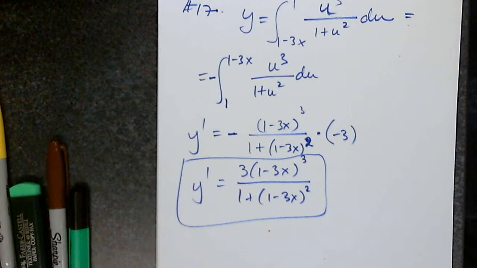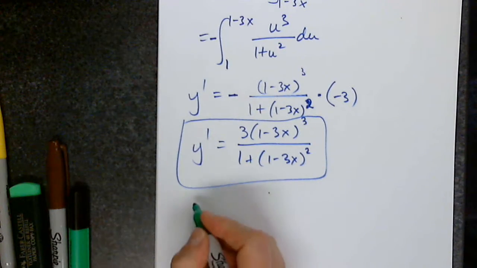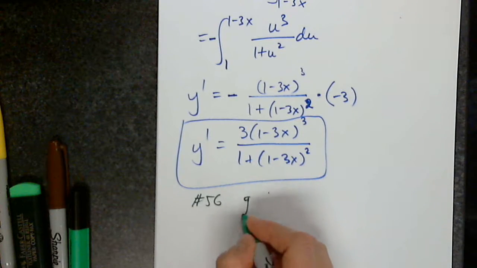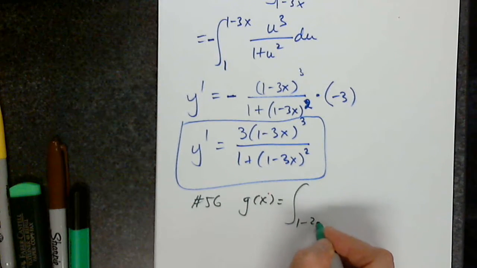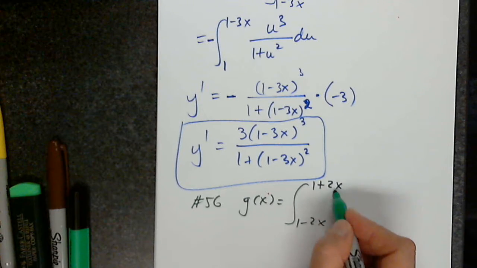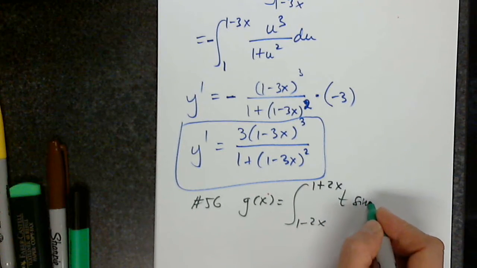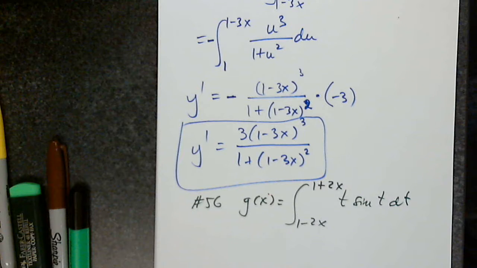We'll have more applications of this. Okay, ready for problems 55 through 59? Please choose, or I will. 56. 56 it is. Actually, I was just looking at 56. So g of x equals the integral from 1 minus 2x to 1 plus 2x of t sine t dt.